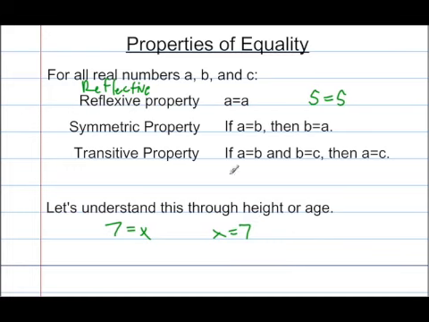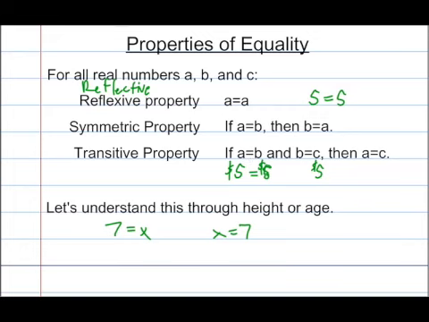Transitive property is talking about something a little bit different. So if I have 3 people, let's say person A has $5. Person B has also $5. And person C has $5. So we know that B is equal to C as well. So if I have A, B, and C, then I can say that A is also equal to C.